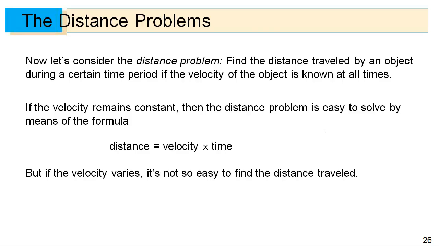Well, if the velocity was constant, then the distance problem would be very easy because we know distance equals rate times time, or distance equals velocity times time. And if velocity was constant, then we could very easily just take that constant, multiply it by the length of time, and bingo, there's our distance. But what happens if our velocity varies? Because as we know, there are many things in the natural world that do not have constant velocities. So it's going to be important to be able to model those things or figure out the distance traveled by something that didn't have a constant velocity.